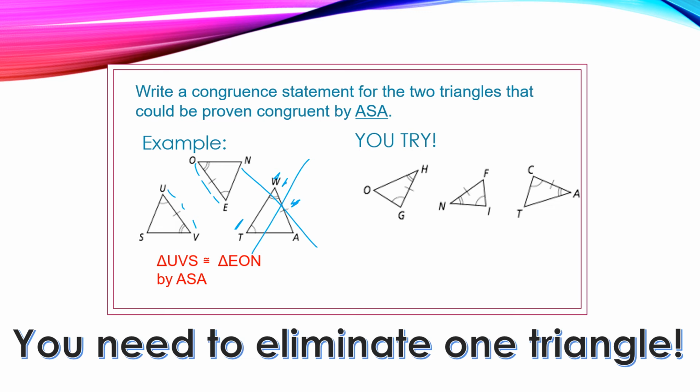You guys go ahead and try the next one. So again, it has to be angle, side, angle. The side needs to be in between the two angles. We have angle, angle, side, and angle, side, angle. So this one would not work, but GHO is congruent to CAT. And make sure that you have your corresponding vertices together.